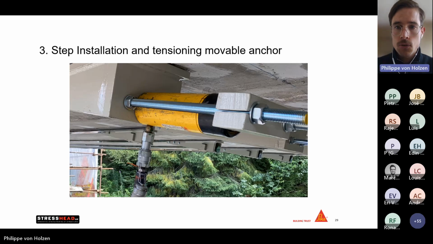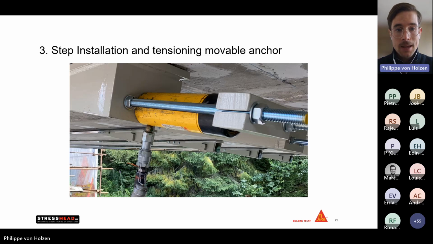We can monitor the force that we are applying on the manometer on the hydraulic pump. As well, we know the theoretical enlargement of the tendon. That's why we also measure the enlargement, so we have a sort of double check. We of course write all this down in the tensioning protocol, which we will provide to the engineer and customer to ensure that the force is applied to the structure itself.